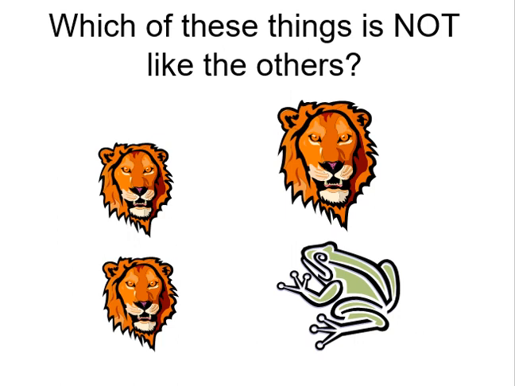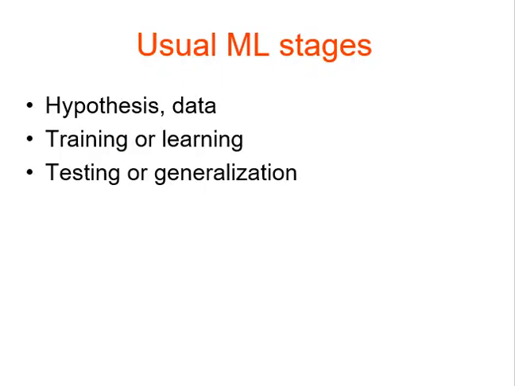Let's move on to next slide. In this, we will see about the usual machine learning stages. They are hypothesis, data, and then training or learning, and then testing or generalization. Which means training or learning is the same field which has similarities between them, and then testing or generalization is also a same field which have similarities like a training or learning process.